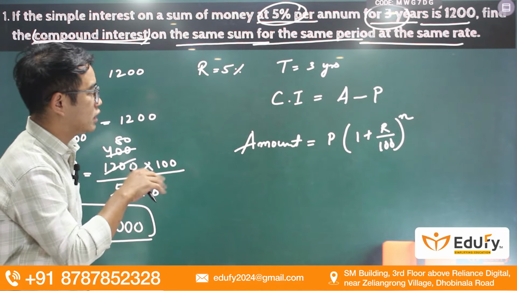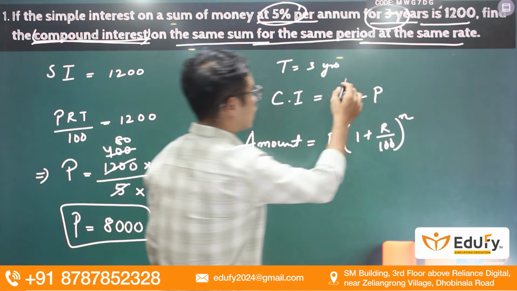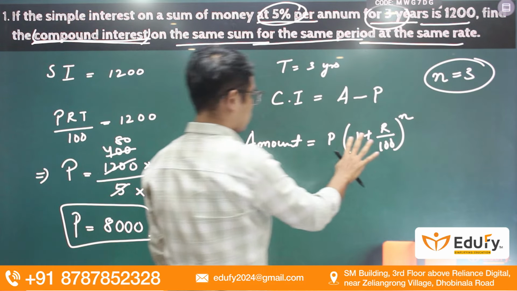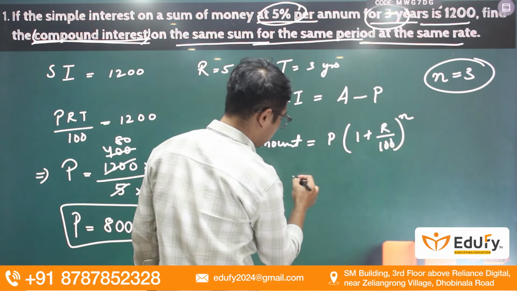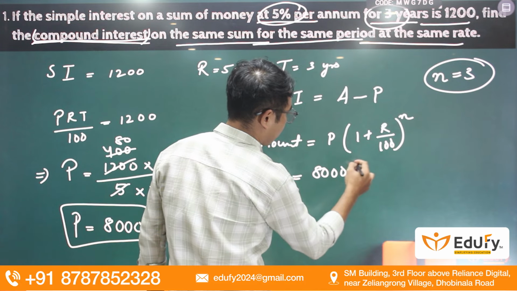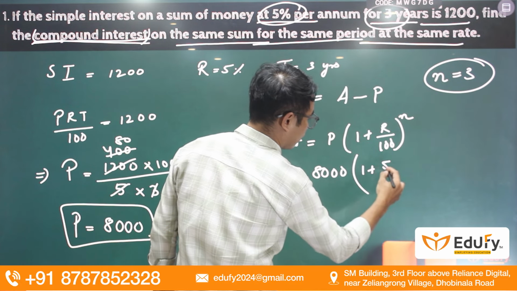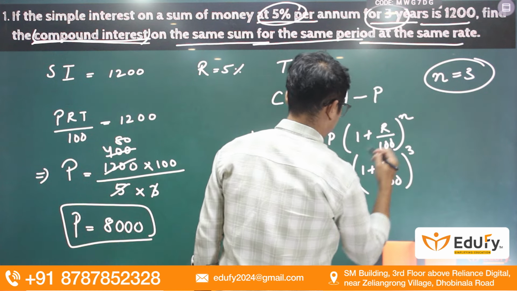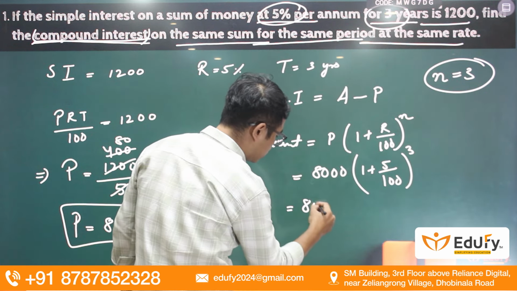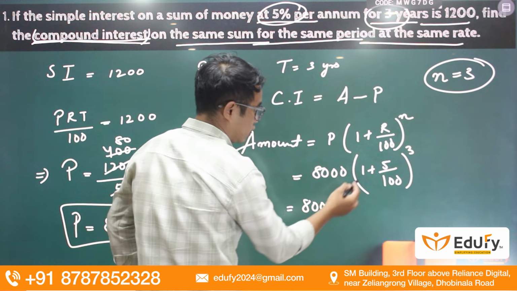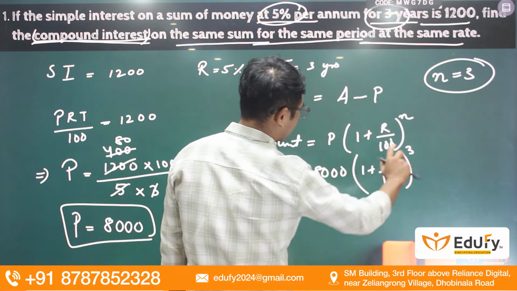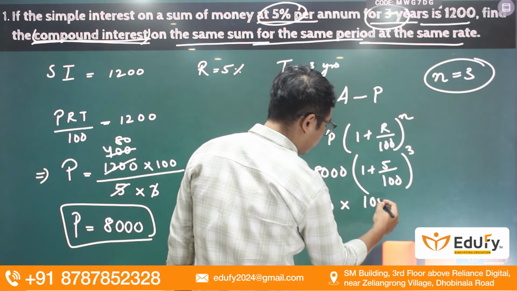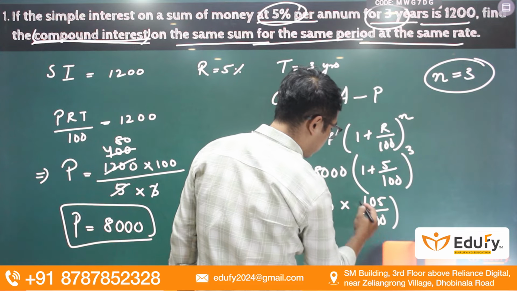Now since this is done annually, your time here is 3, so your N will also be 3 for this amount. So now I just have to put the values here. This is 8,000 times (1 plus 5 by 100) to the power 3. Now I have to solve it, so I'll take the LCM first and make it smaller. So this will become 105 by 100, again to the power 3.